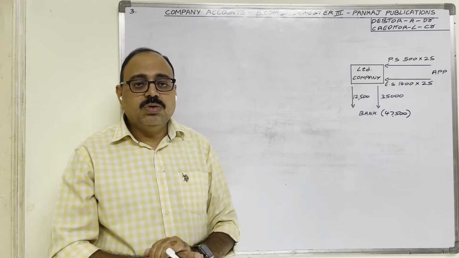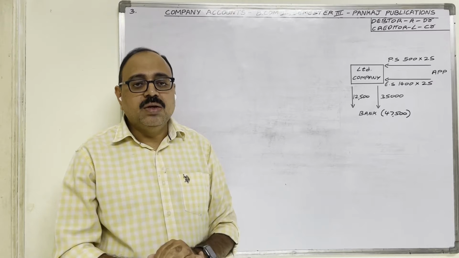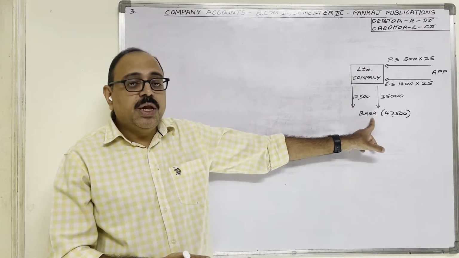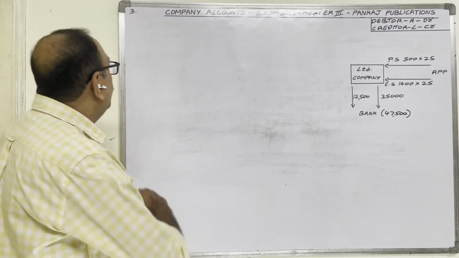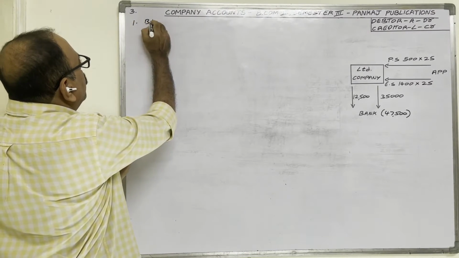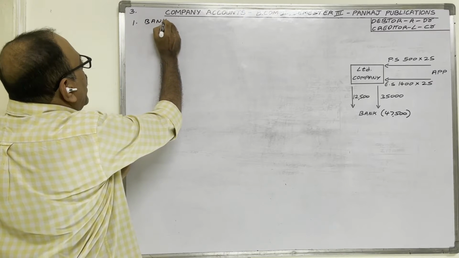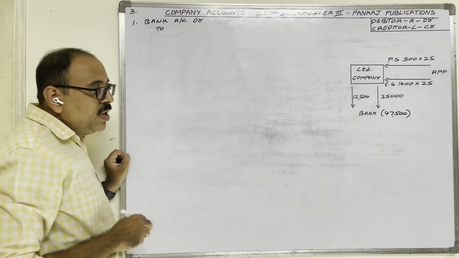Both are personal accounts. Personal account rule: debit the receiver, credit the giver. So bank is receiving money now, debit the receiver is applicable. Therefore, bank account we have to debit. In first entry, bank account we should debit. Bank account data, two amounts are coming now.